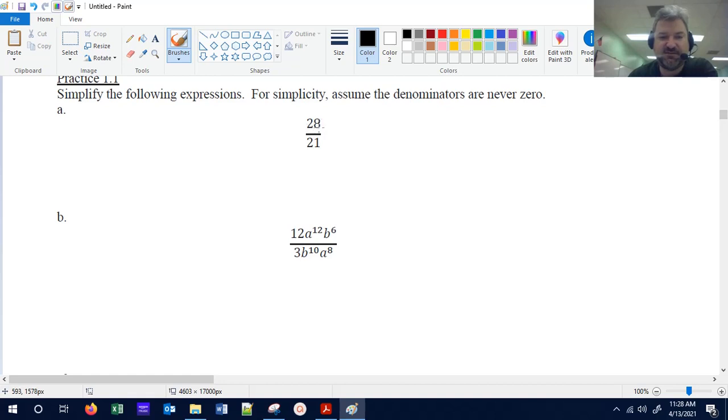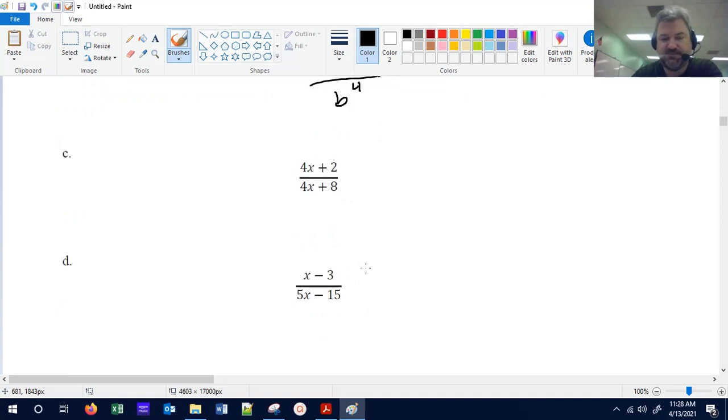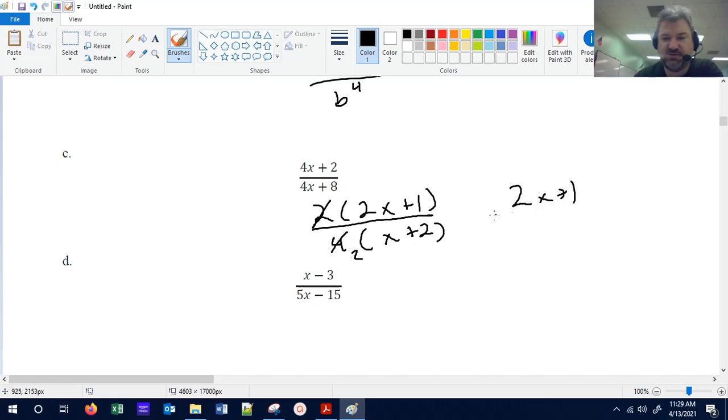All right, so you should have divided the top and bottom here by 7, giving you 4/3. On the next problem, we can divide the top and bottom by 3, giving me a 4 on top. Then this is a to the 4th over b to the 4th. All right, on the next one here, please don't just cancel the 4x's. You have to factor first, making this 2x plus 1. And I can factor a 4 out of the bottom, making this x plus 2. And then I can reduce this and this to make it 2. So 2x plus 1 over 2 times x plus 2.